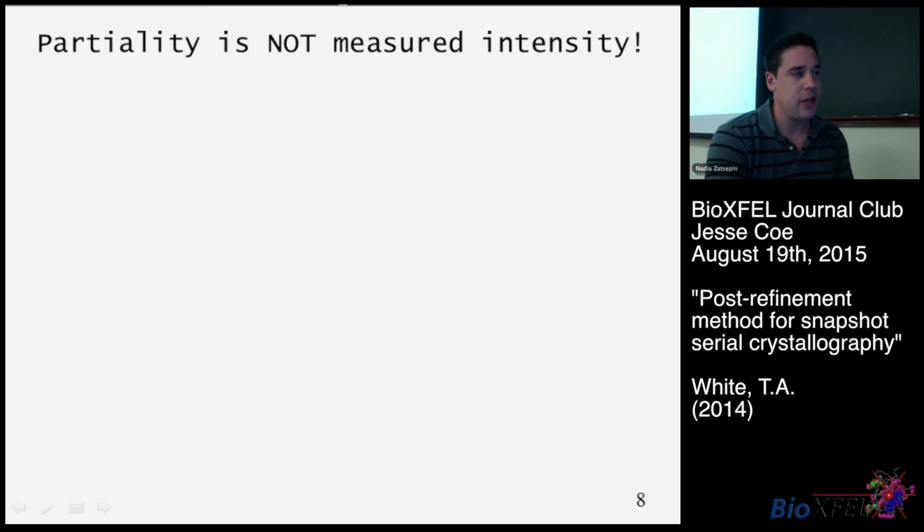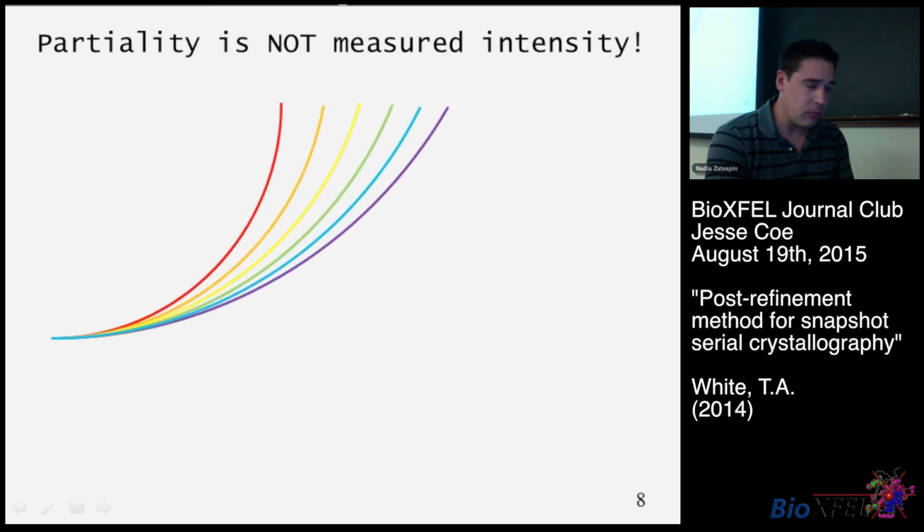The partiality is not directly the measured intensity. If we imagine this is our Ewald sphere, divided up into different lines representing different energies within our bandwidth, and I'm measuring 2 spots within this, we can see that by our definition, the partiality of these is different. The one on the right is going to have full partiality, whereas the one on the left is going to be some fraction of that. However, the intensity of these could be equivalent.